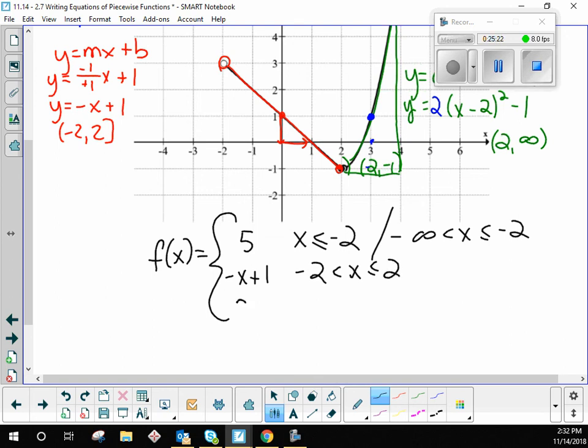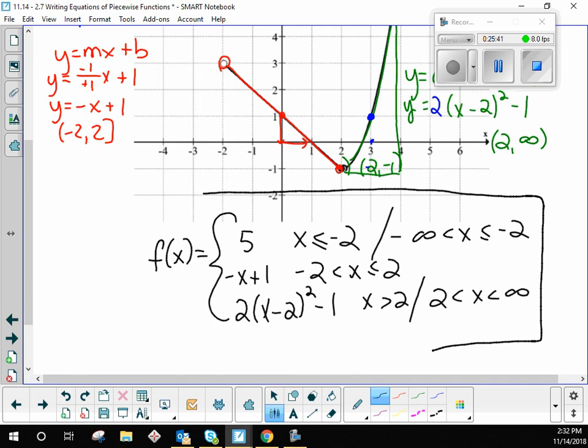And then the quadratic piece, I would write that as all the x's greater than 2. You're also welcome to write it as all the x's between 2 and infinity. Okay. Any questions about that? Feel a little bit better?